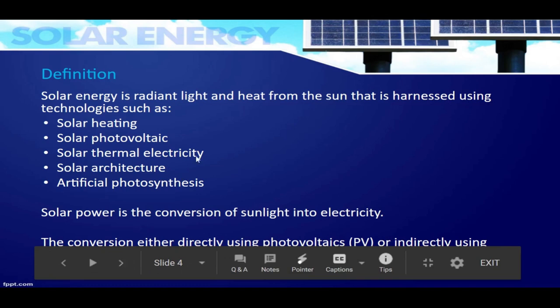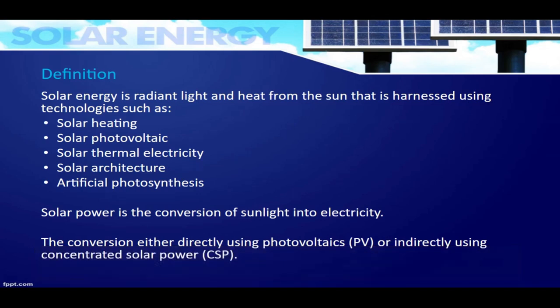The definition of solar energy is light and heat from the sun collected using photovoltaic cells, through solar heating, through solar thermal electricity, by using various solar architectures, which looks like artificial photosynthesis. It converts sunlight into electricity, either using photovoltaic cells or concentrated solar power.